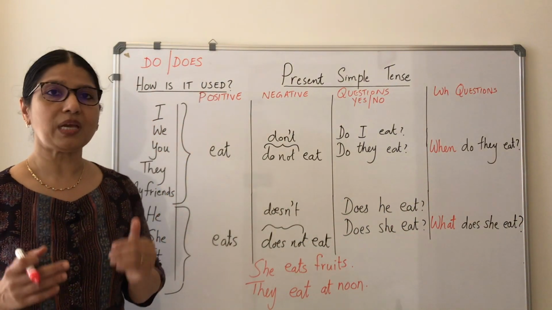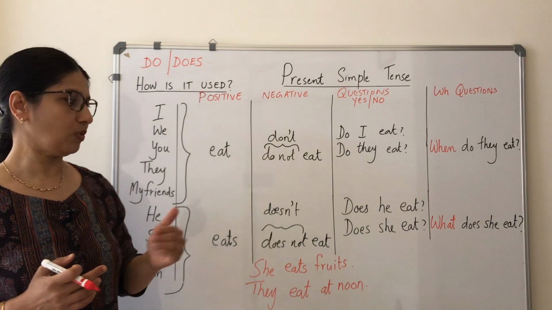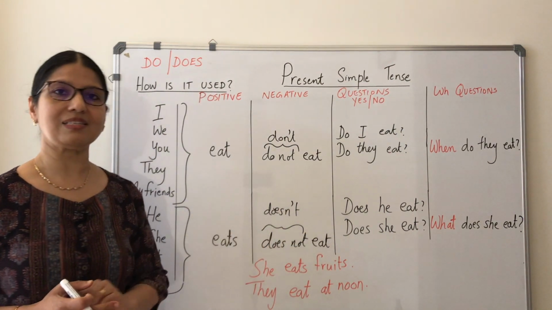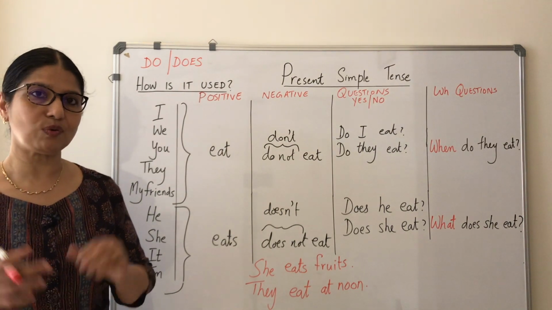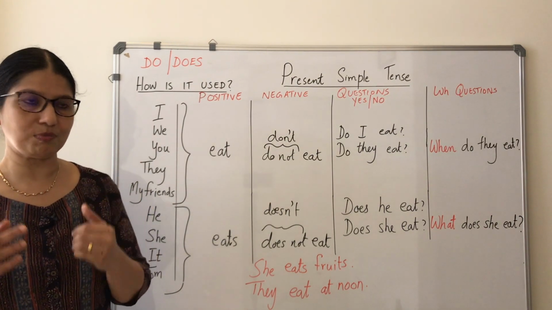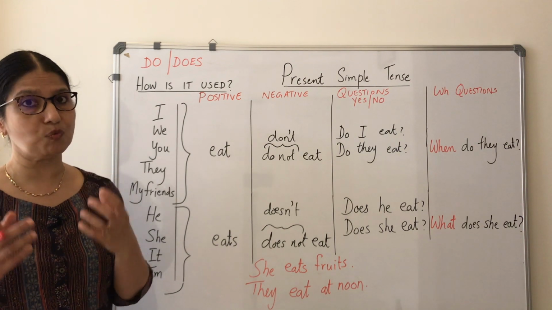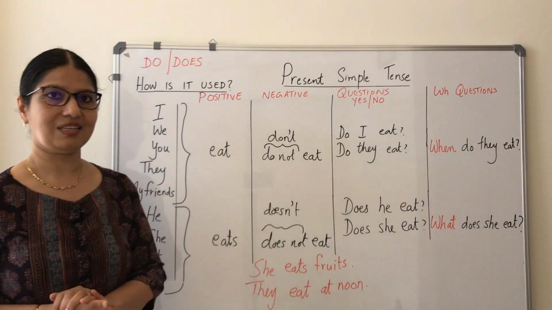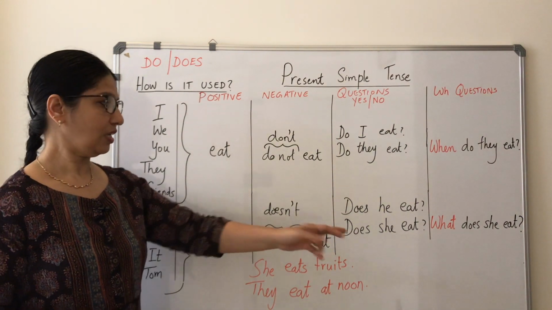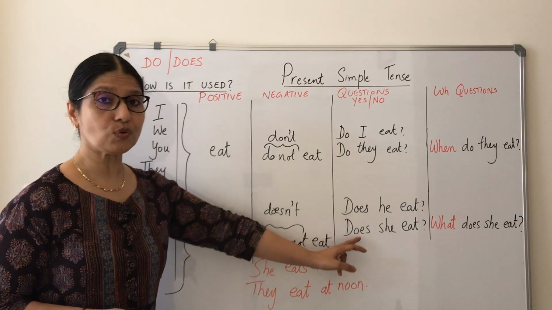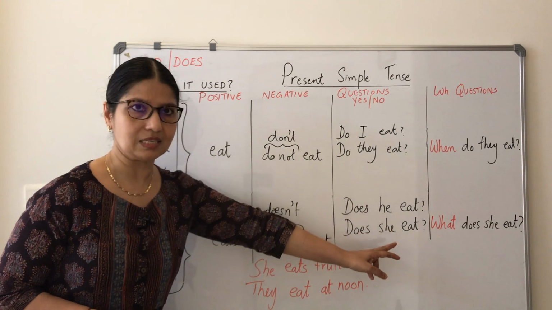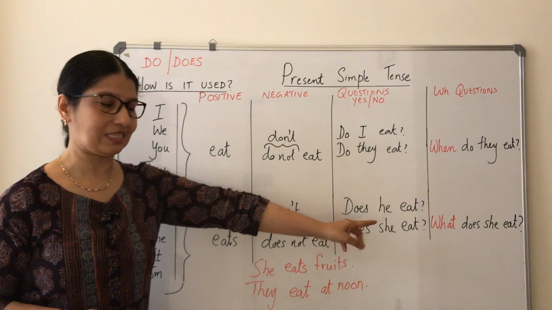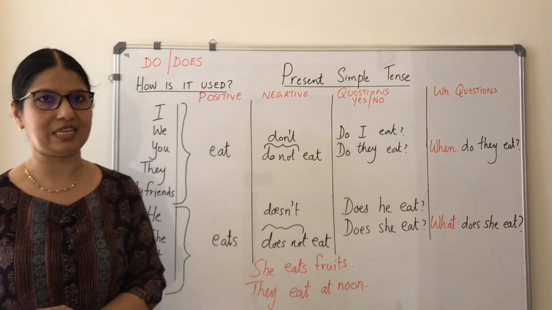And how do we make the WH question for this sentence if you want fruits as the answer? You know that fruits is a thing, it's an object. So we have to use the question word what. So the question is, what does she eat? So what did I do here? You have the yes or no question here. Does she eat? I just added the word what in front of that question. So you have what does she eat?